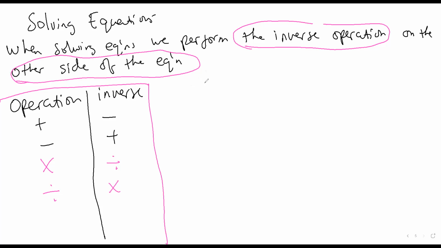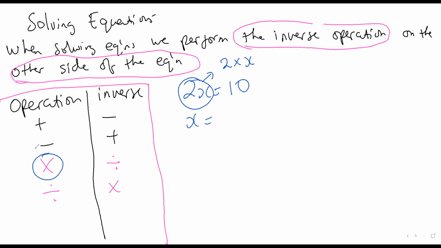So let me just say, okay, we have 2x equal to 10. We need to understand what 2x means. 2x is 2 multiplied by x. So the inverse of multiplying by 2 is what? Divided by 2. So to solve for x here, students, we do the inverse of multiplying, which is dividing. So the inverse of multiplying by 2 is divided by 2.